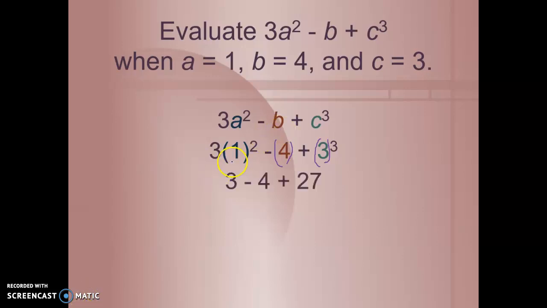First, we're going to do those exponents. So 3 times 1 squared is just 1. Let's keep that there. Minus 4 plus 3 cubed. 3 cubed is 27. We would then multiply the 3 and the 1, which is 3, and do our addition and subtraction from left to right. 3 minus 4 plus 27 simplifies to 26.